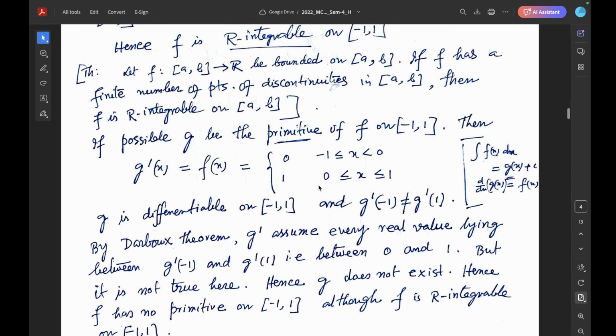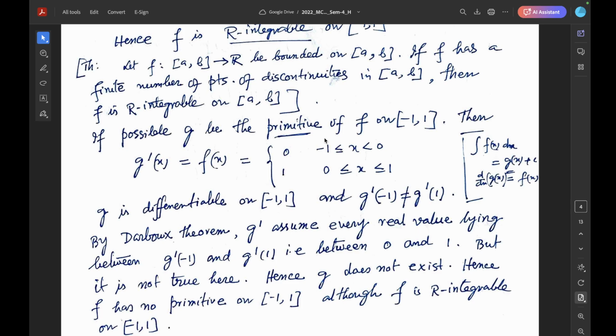If possible, let g be the primitive of f on the closed interval [-1, 1]. That means the integral of f(x) dx equals g(x) plus c, that is d/dx of g(x) equal to f(x). Then g(x) is called a primitive of f(x). Then g'(x), that is d/dx of g(x), equal to f(x).